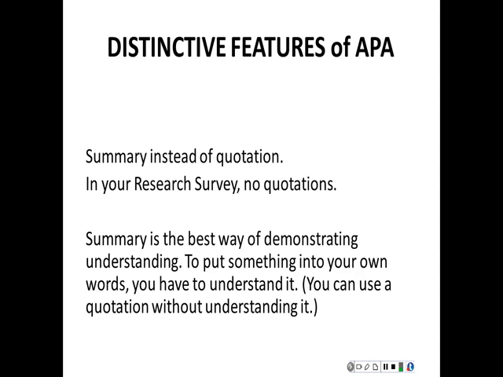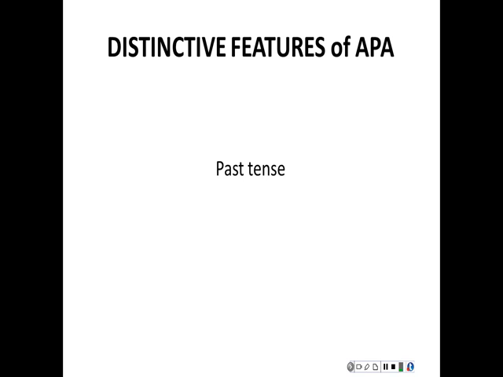Okay, the other distinctive feature of APA is the use of past tense. And if you look at the assignment sheet, I'll ask you to use past tense. Now, this is one of the places where the APA people are being inconsistent, and lately they've talked about how some people are not as strict about the past tense as they used to be before.